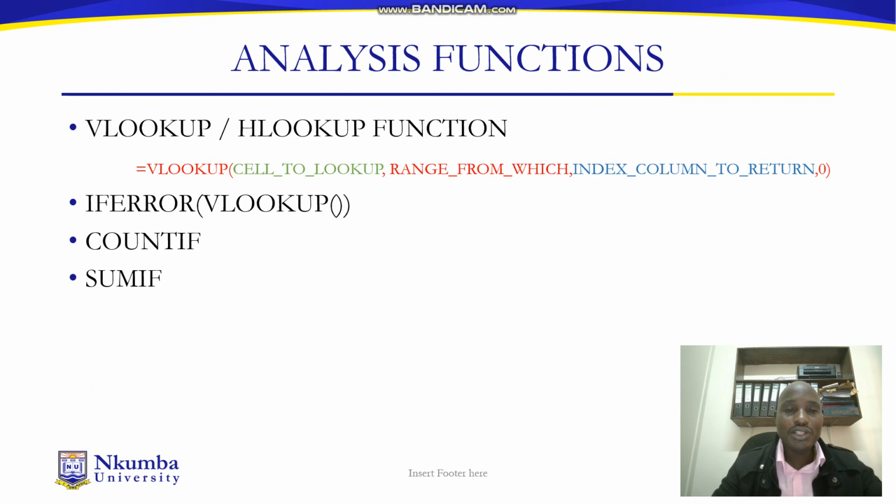VLOOKUP and HLOOKUP are an advanced way of using the IF statement. Normally we stop at the fifth IF condition, but if conditions are more than that, then we may need to use a VLOOKUP function. So we look up a cell or a value from a range. Again, this range should be a mixed reference. Then the column index to return, and 0 means exact match. We shall look at IFERROR, COUNTIF, and SUMIF.